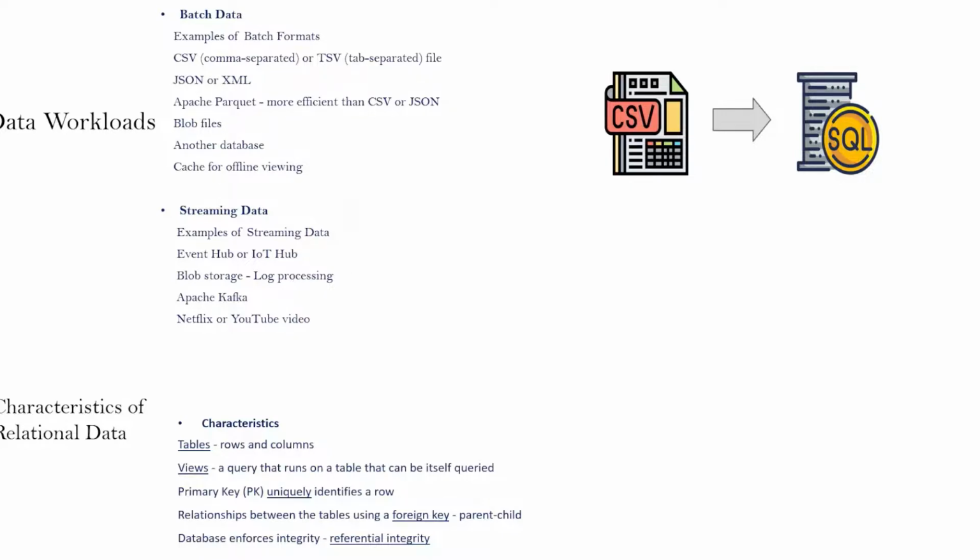We'll talk about this in detail also, but I'm just giving an example of the streaming data. Streaming data is not just video and audio from Netflix and YouTube, but these are examples of streaming data. Then blob storages, Apache Kafka is the leading service provider of this section.